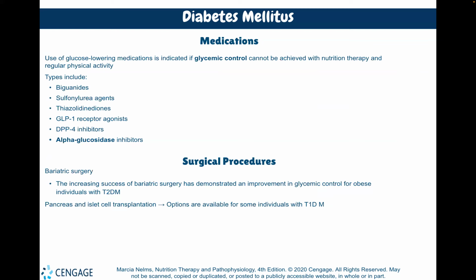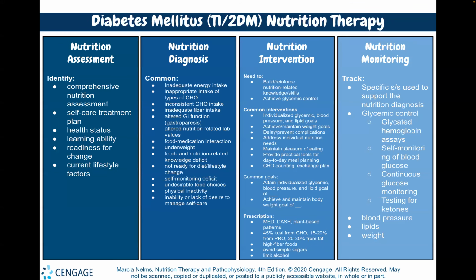These are a list of medications that are used to help achieve glycemic control along with nutrition therapy and physical activity. And we've also talked about surgical procedures that can be used to encourage weight loss to improve insulin resistance. But also they're doing pancreatic and islet cell transplants that are an option for people with type 1 diabetes whose insulin cells are not working to produce insulin.